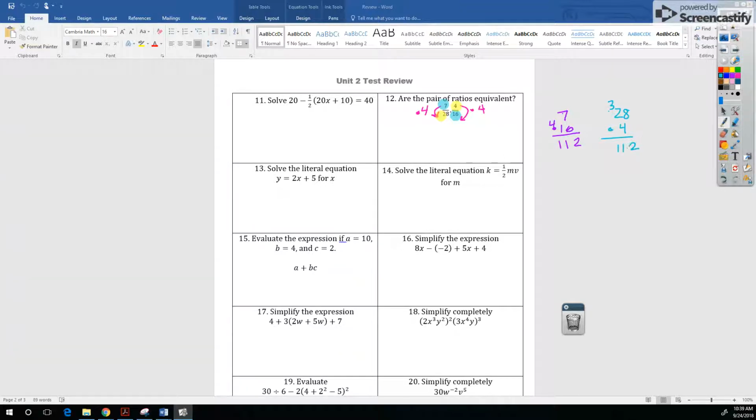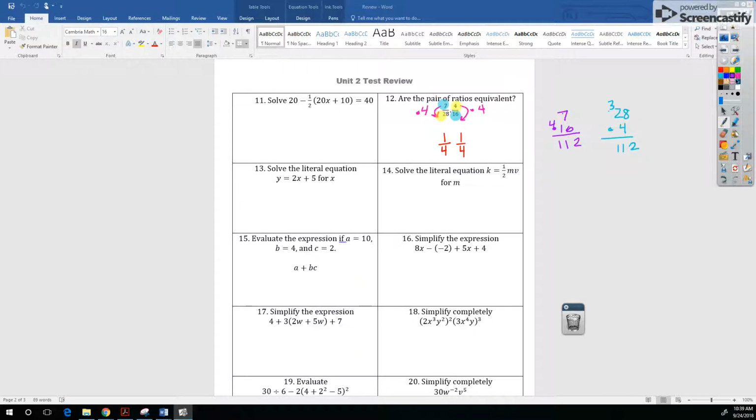and 28 times 4, 8 times 4 is 32, 2 times 4 is 8, 9, 10, 11. They are the same. So a couple ways I can tell. Cross products, 7 times 16 and 28 times 4 equal the same thing, 112. Or I can kind of look for a pattern. So 7 times 4 is 28 and 4 times 4 is 16. You could also look at how these fractions reduce. 7 over 28, they're both divisible by 7. That leaves me with 1/4. And 4 over 16 is also 1/4. Another way to look at it.